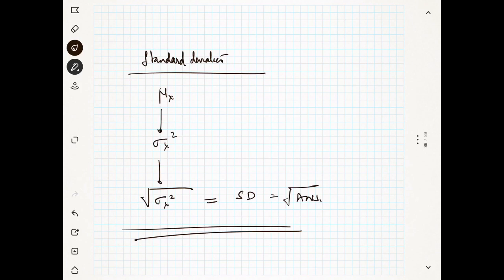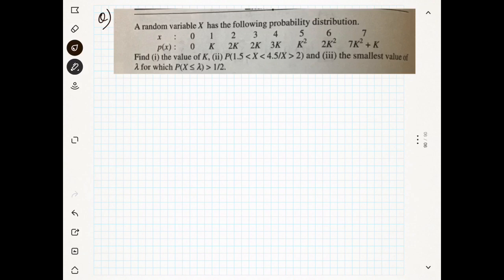So I hope it is clear to you. We have one more problem in this session. It is a good example. This was the question that I asked in the previous exam, last year. A random variable x takes the values small x, which are given here, and this is the probability mass function for this random variable.